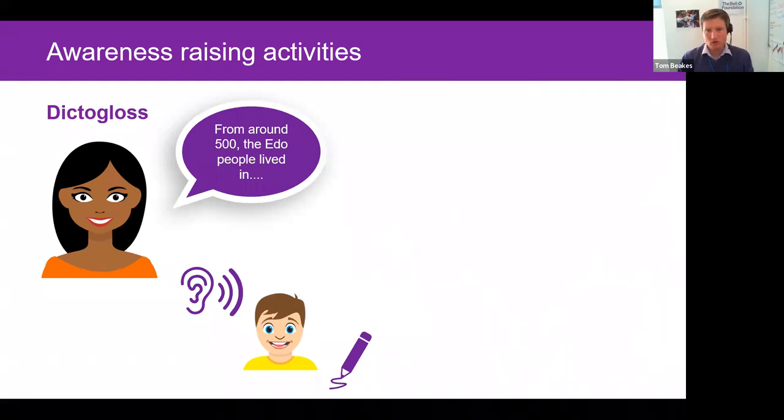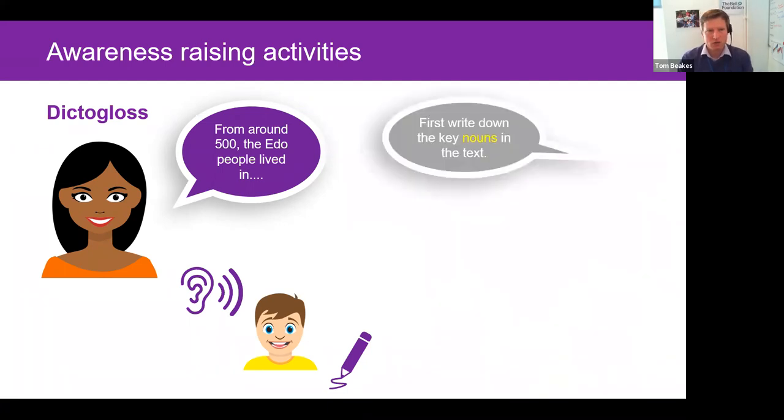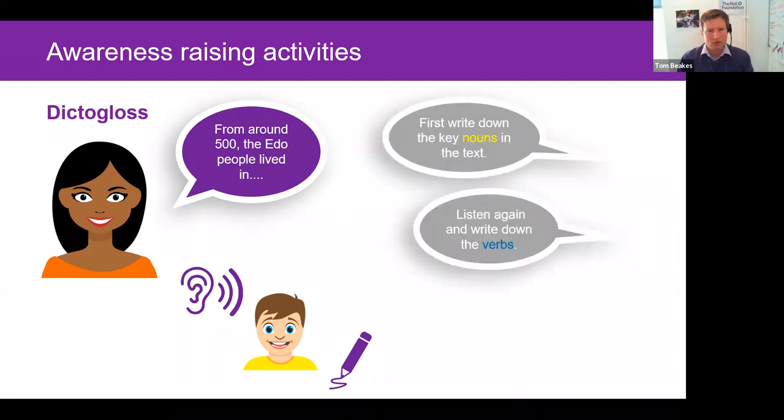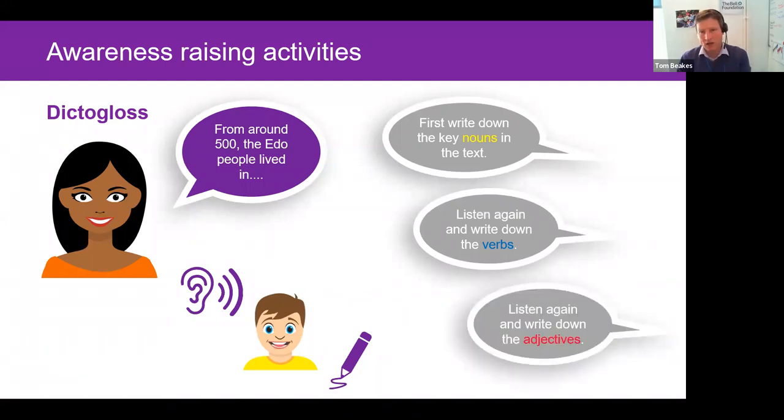You may want to scaffold the first stage a little bit and repeat it a few times. One way to do this is to give them a particular part of speech to focus on. For example, nouns. First write down the nouns, then write down verbs, then write down adjectives.